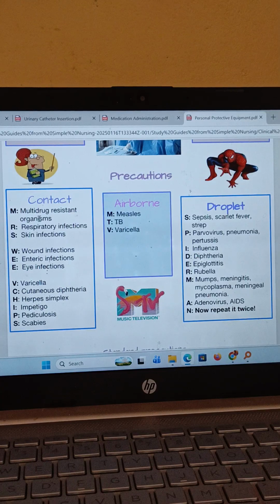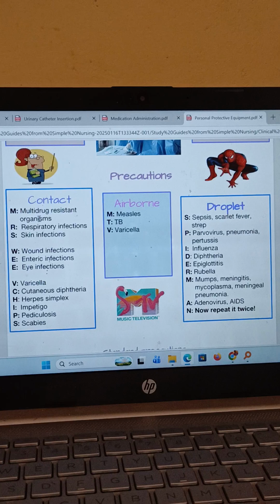That's about contact. What about airborne? We use the mnemonic MTV, don't forget about that. M for measles, T for TB, then V for varicella. What about droplet? We use the mnemonic SPIDERMAN. So you just remember SPIDERMAN.